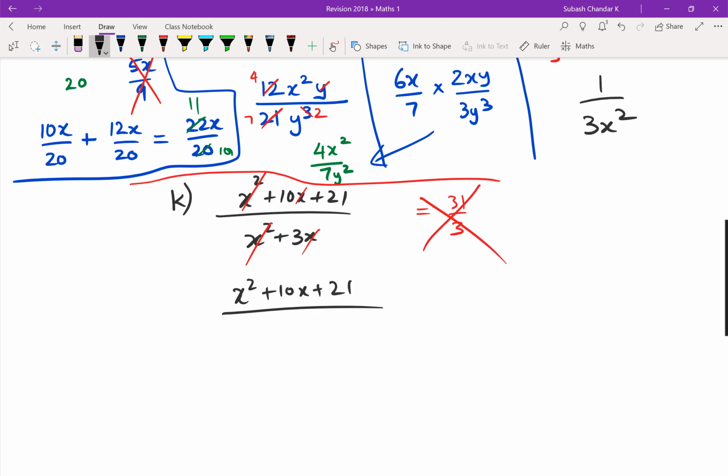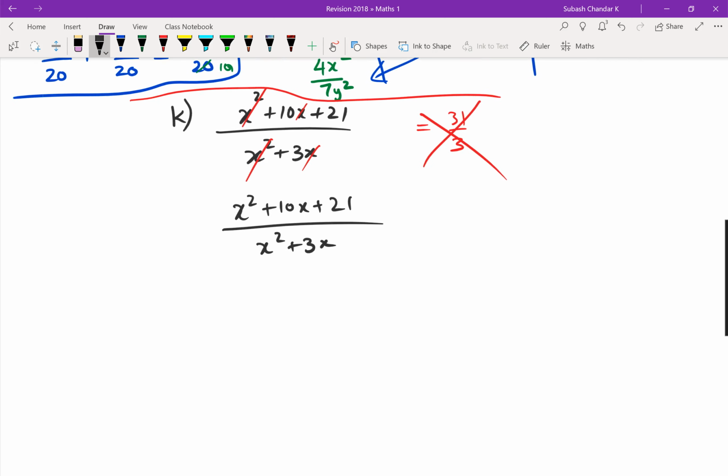And here's the clue, guys. Whenever you see a quadratic divided by another quadratic, you're going to have one common factor that you can actually get rid of. So what you need to do is factorize first. So you're looking for two numbers that multiply to 21 and add up to 10. It's 7 and 3.